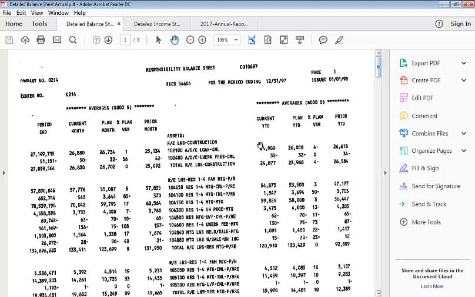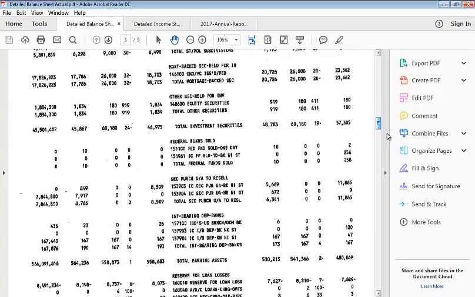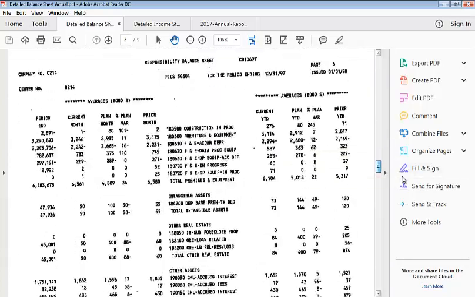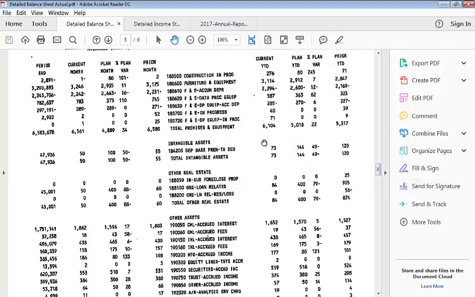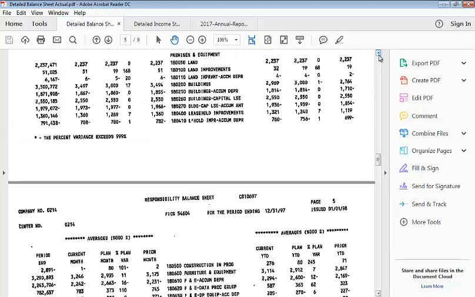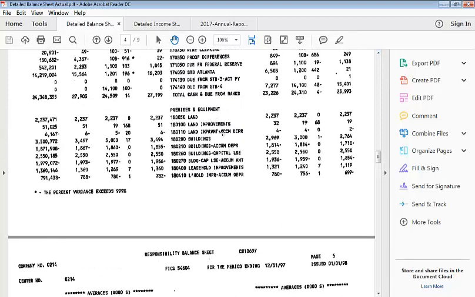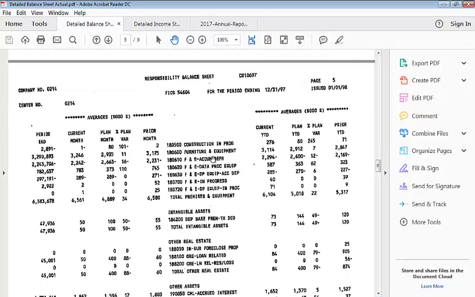again, this is a bank, so a lot of their assets are loans and so forth. But if we scroll down to some of the fixed assets, we can see here they've got line items for land improvements, buildings, capital leases. They've got construction in process. They've got furniture and equipment, intangible items. They've just got lots of detailed information that you won't see on external financial statements.